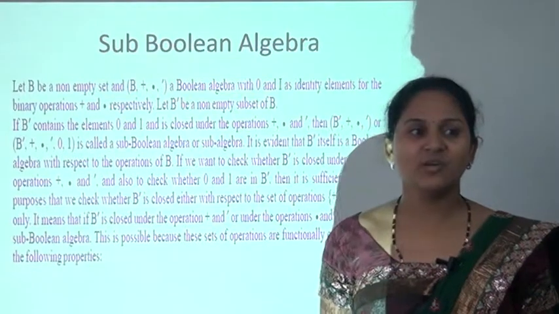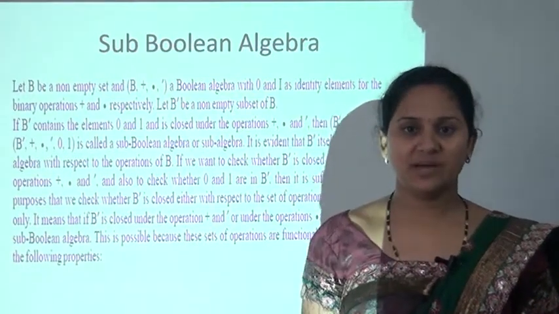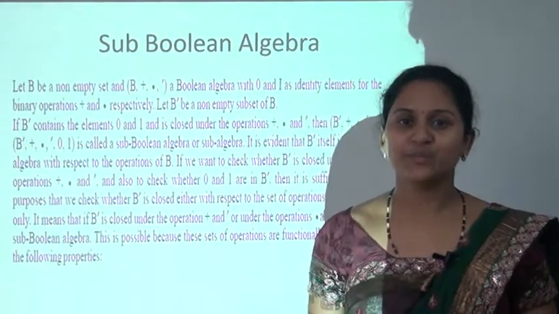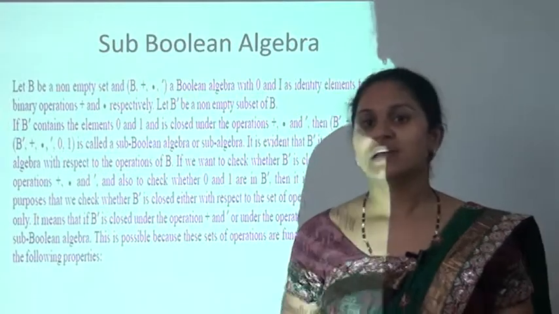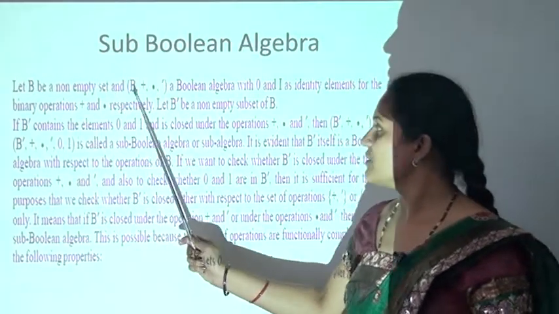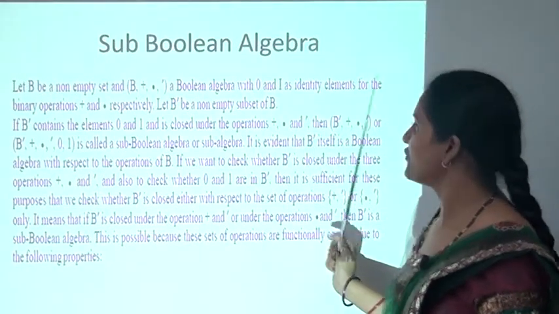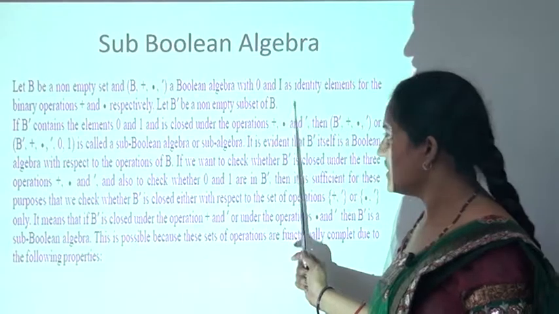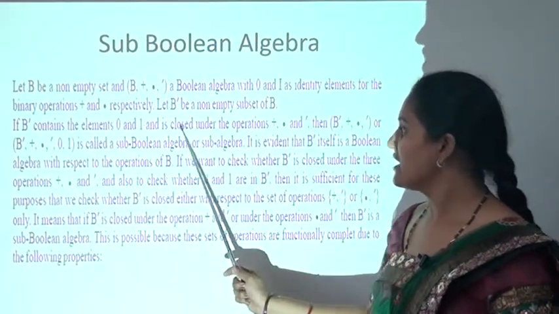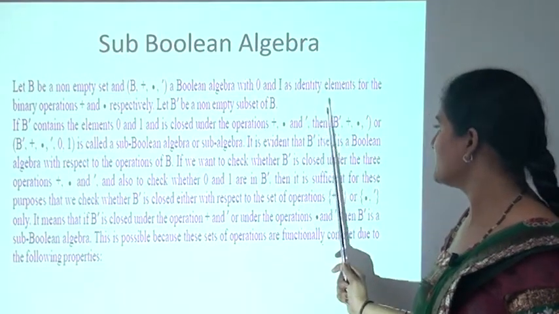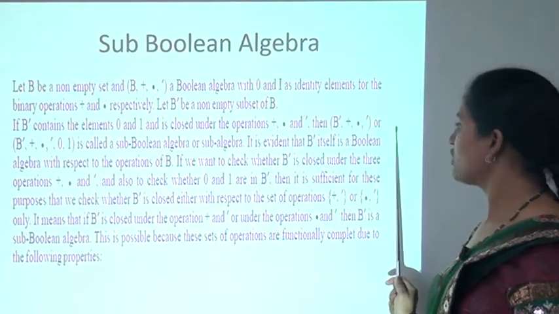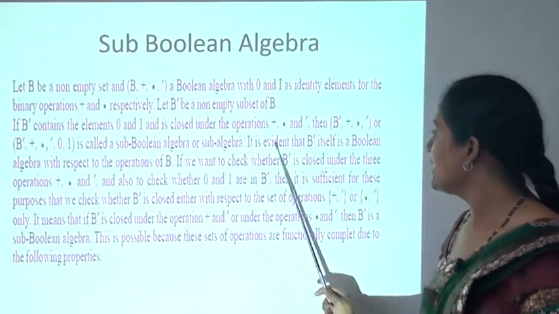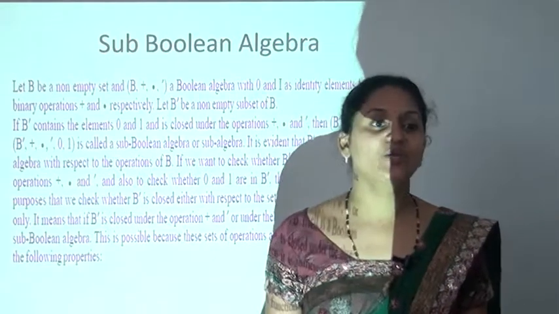So now let's discuss sub-Boolean algebra. A sub-Boolean algebra means, first of all, a Boolean algebra is given, and then its subset must be a sub-Boolean algebra. Let B be a non-empty set, a Boolean algebra with 0, 1 as identity elements for the binary operations plus and dot respectively. Let B' be a non-empty subset of B. If B' contains the elements 0, 1 and is closed under the operations plus, dot and complementation, then this B' with plus, dot, complementation, 0, 1 is called a sub-Boolean algebra or sub-algebra. It is evident that B' itself must be a Boolean algebra.